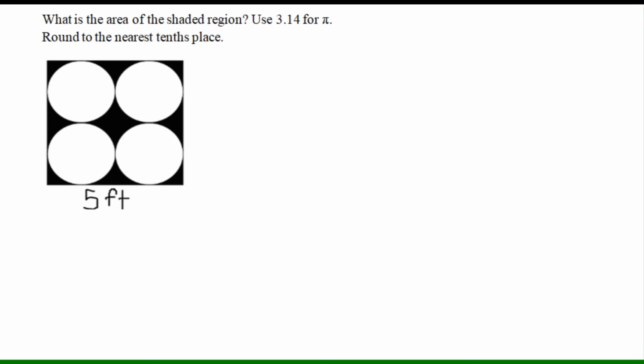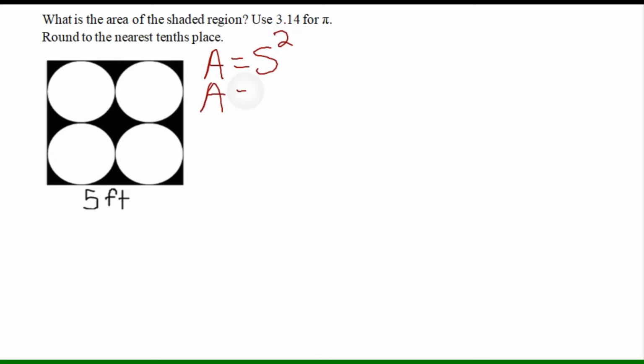What is the area of the shaded region? Use 3.14 for pi, round to the nearest tenths place. First we can find the area of the entire shape, and the shape is a square. So we know the formula for area of a square is area equals side length squared.